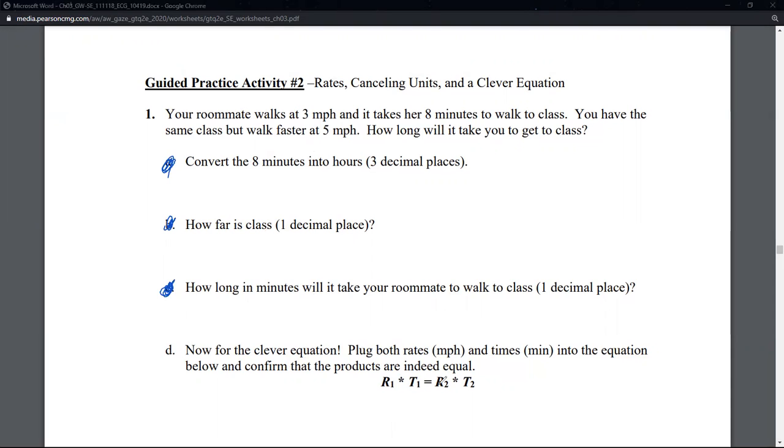So this is the concentration equation, but with more appropriate letters for this problem. Why do we get to use it? Well, let's think about it. Your roommate walks at 3 miles per hour, and it takes her 8 minutes to walk to class. You, however, have the same class, but walk at a much faster pace at 5 miles per hour. 5 miles per hour is hardly a walk. That's a jog for most people. In fact, I would say for most people, that's a run.